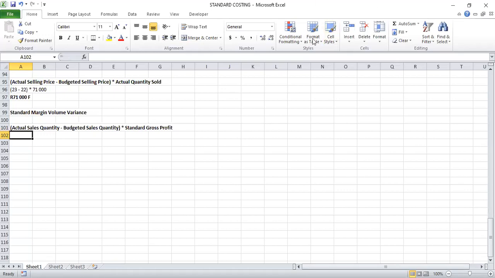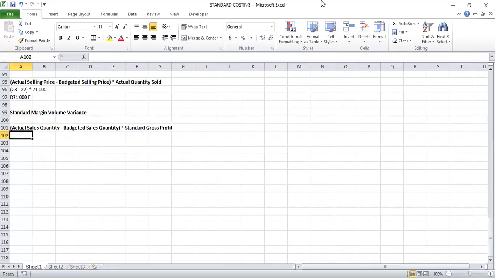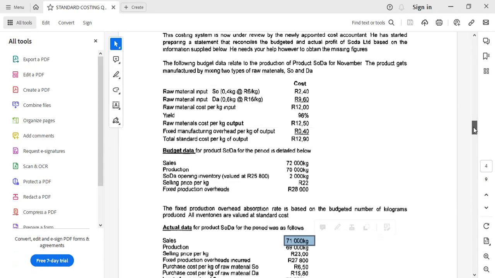If we check here, our budgeted sales quantity was 72. Someone is saying contribution. Yes, it will be the standard contribution if we are using direct costing. So our budgeted sales is 72,000, our actual is 71. Then our budgeted gross profit: we know that our budgeted selling price is 22 minus our budgeted cost per unit, which is 1290.